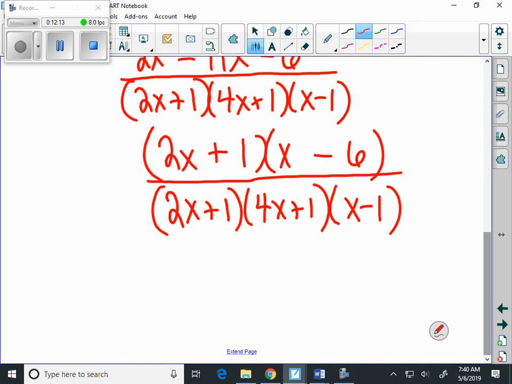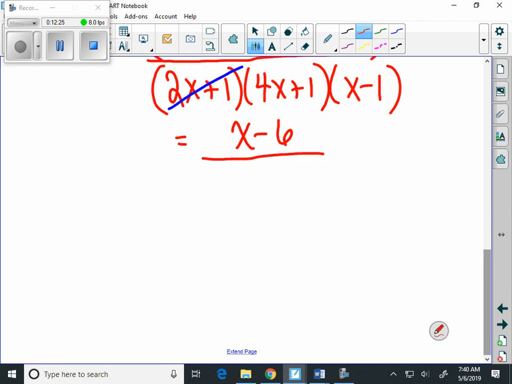Do we have anything exactly the same on the top and the bottom? Well, we have a 2x plus 1, and we have a 2x plus 1. So finally here, when we subtract, we end up with x minus 6. And then we've got 4x plus 1 and x minus 1. And there is our subtracted rational expression.